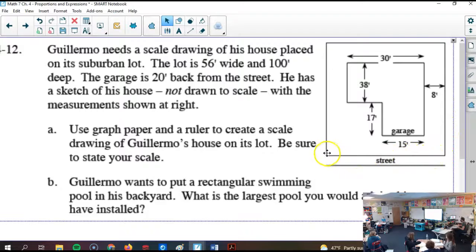Draw the rectangle. So 100 feet tall, but you're not actually going to draw your drawing 100 feet tall, right? Because that would be silly. That'd be like half of the school. So talk with your team. How many boxes do you need to get to 100 feet? And then 56 feet wide.